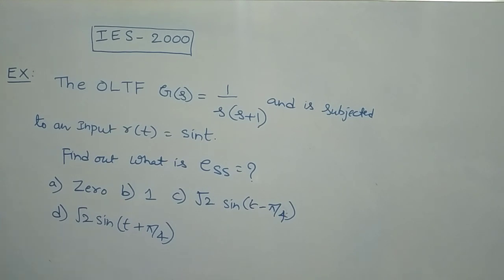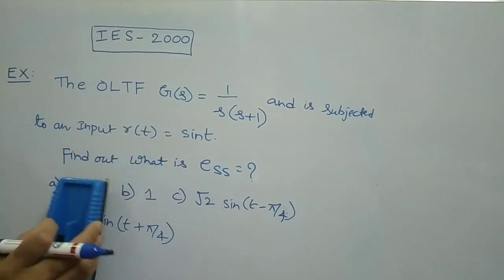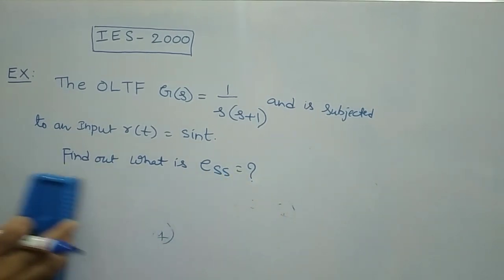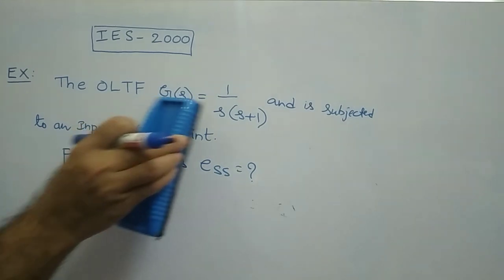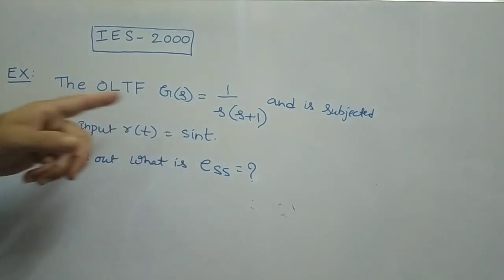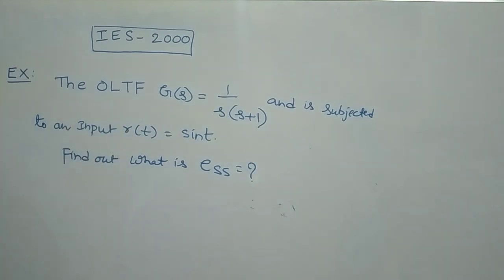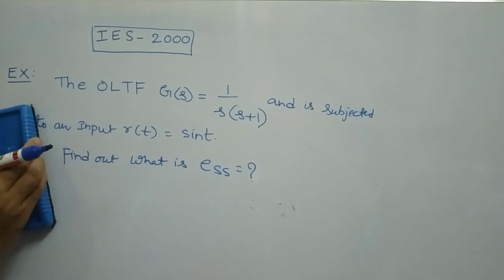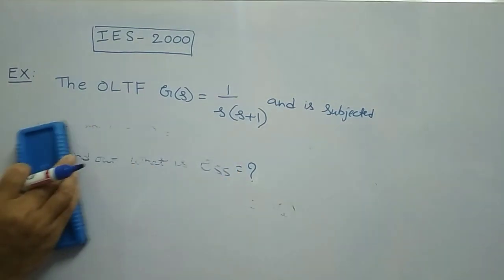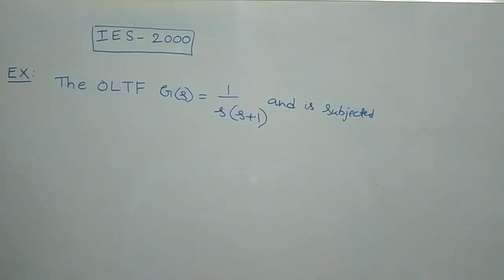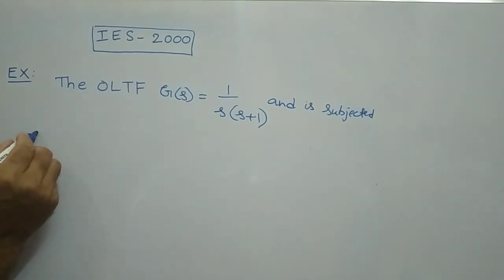Okay. So here the given question is G of S equal to 1 by S into S plus 1, the open loop transfer function, subjected to the input r of t, and you are asking for ESS. I think in the last presentation we have seen this. It is very easy actually. So what is ESS? So, solution.